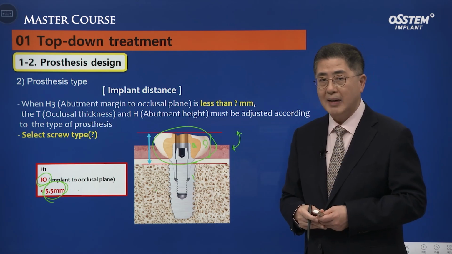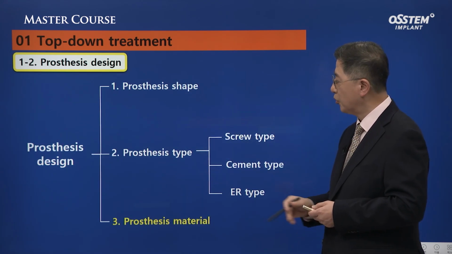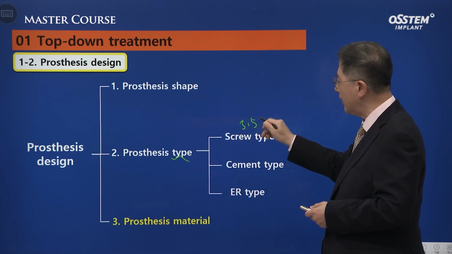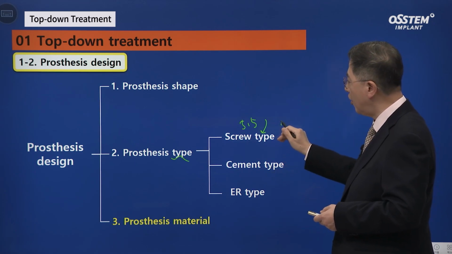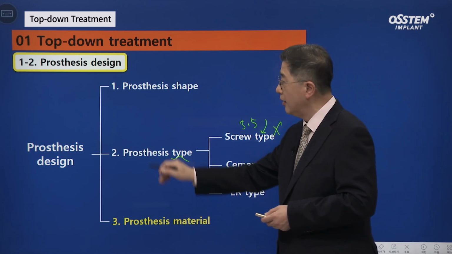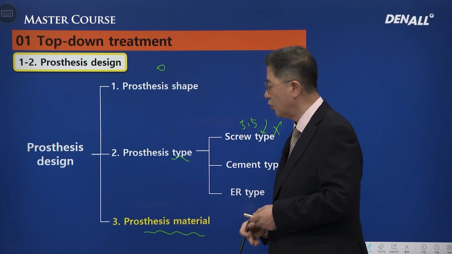This kind of prosthesis can be observed frequently in dental hospitals where implant placement and prosthesis are fabricated separately by different departments. If the vertical space is less than 5.5, you need to use screw type. If possible, you need to avoid this. In designing the prosthesis, we need to consider the materials used.